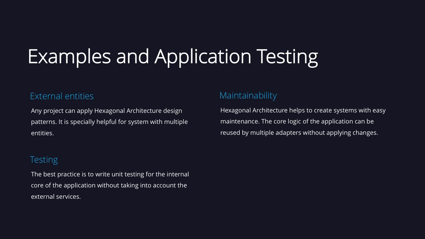The hexagonal architecture is a software design pattern that can be applied to any project. It is extremely helpful for software applications that are composed of multiple external entities. Hexagonal architecture also facilitates the unit testing of the application.